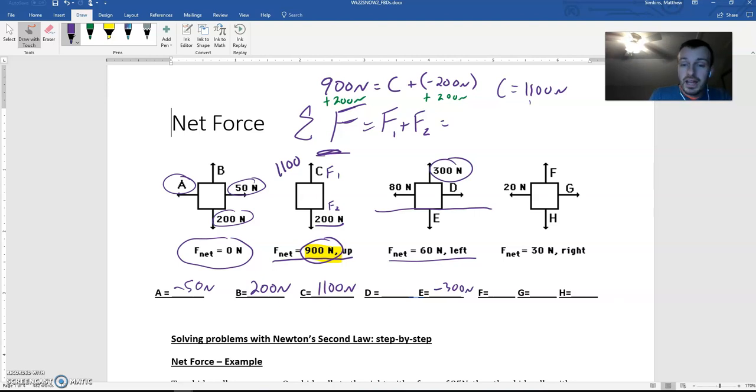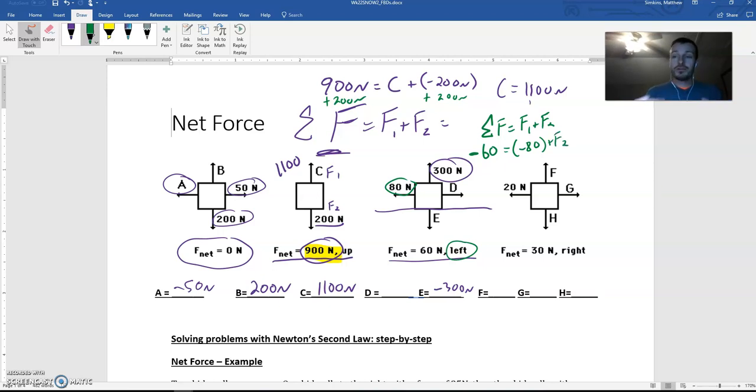But if our net force is 60 newtons left, let me do this in a different color. That means that the net force is equal to force 1 plus force 2. All right, and so the net force is 60, but I'm going to call it negative 60. Why did I call it negative 60? Because of the left, right? And then F1, it doesn't really matter which one we call F1 and F2, but we'll say negative 80, and that comes because this guy is to the left, plus F2.